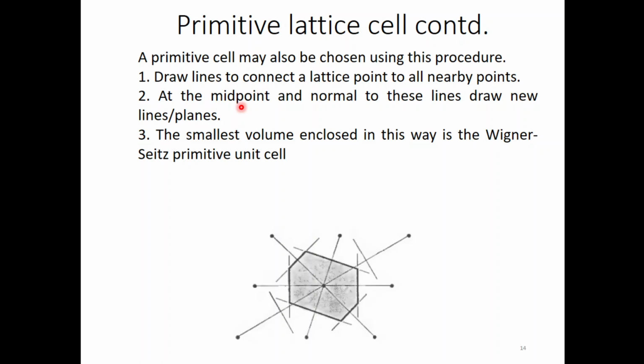And if this is a three-dimensional case, then instead of normals, that would be planes. That's why it's written lines/planes. And the third point is that the smallest volume enclosed in this way is the Wigner-Seitz primitive unit cell, right? So this is a very simple description of how to construct a primitive unit cell in a crystal lattice. And the area or volume obtained in this way is called a Wigner-Seitz primitive unit cell.